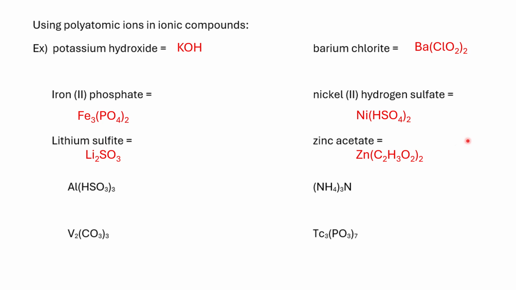We don't have to do any math with them. We just have to put the whole thing in parentheses and then decide how many we're going to have. And in this case, it's going to be 2 to balance out the charge of zinc. Okay, going in the other direction is pretty simple. The only thing we have to think about sometimes is we might have a variable charge metal. So keep an eye out for that.